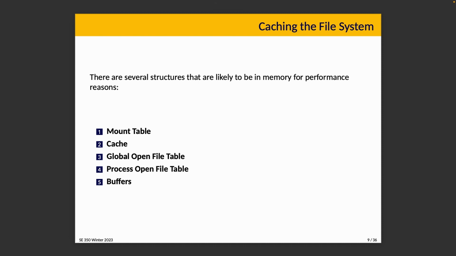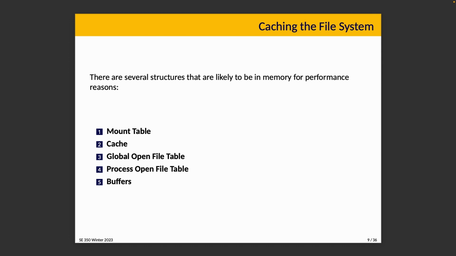Now, there are several structures of any file system that is loaded, we usually say mounted, that are likely to be in memory for performance reasons. So there's the mount table. This is the information about each mounted volume, disk, or partition. That's just a way of saying these are the file systems that are currently set up, available, connected. When you have your backup drive connected, it's going to be mounted. That is, the operating system has said, all right, I'm connecting to it, I am communicating with it, so then you can interact with it.